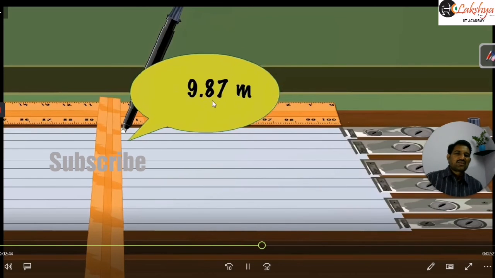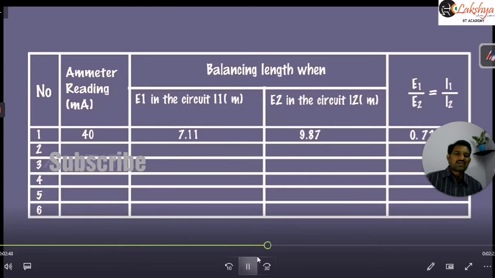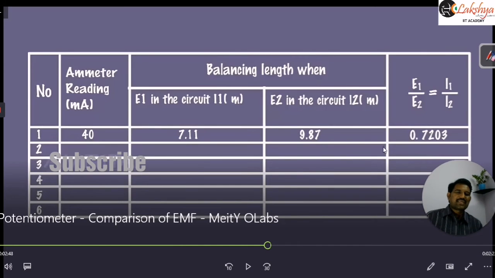According to our principle, when all the parameters remain constant, E is directly proportional to L. So we can write E1 by E2 is equal to L1 by L2. The EMF of the cell is directly proportional to the balancing length, which is the principle of this potentiometer. So we write E1 by E2 is equal to L1 by L2. This is the experimental procedure.